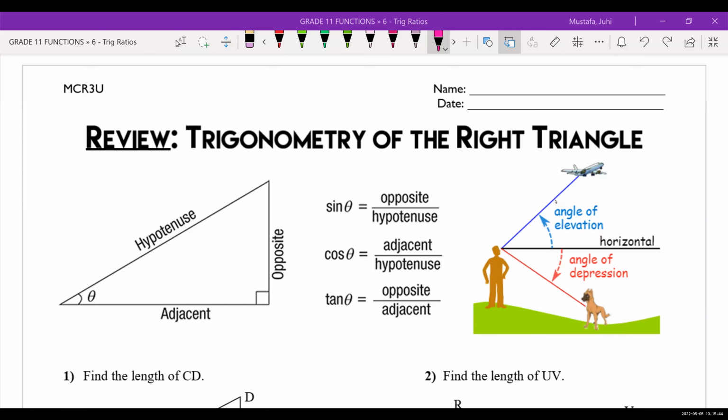Okay, so we just did a lesson on this. We don't have to really review this, but here's a diagram showing you the opposite, adjacent, hypotenuse. Just a reminder of the acronym we just learned is SOHCAHTOA. And here's a nice little diagram showing you the angle of elevation and angle of depression. So here's basically everything we've just learned.